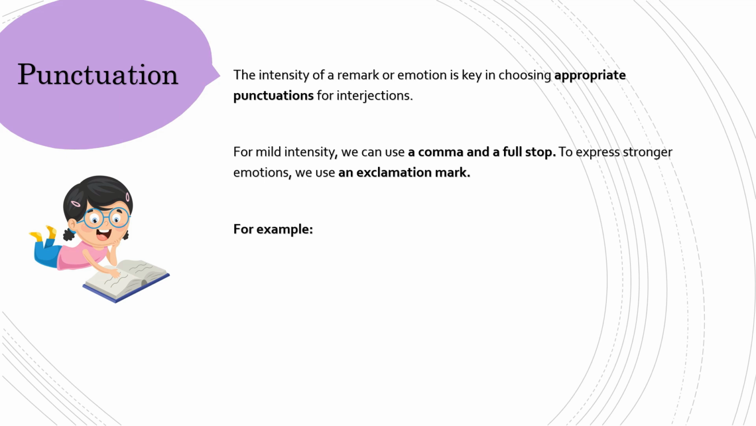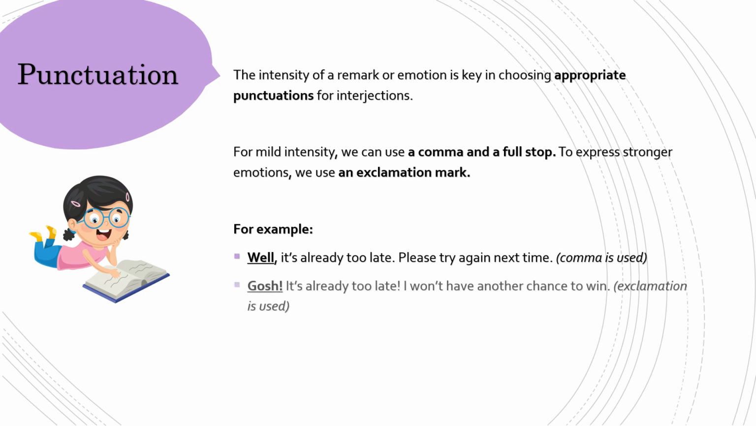For example, well, it's already too late. Please try again next time. Comma is used. Gosh! It's already too late. I won't have another chance to win. Exclamation is used.